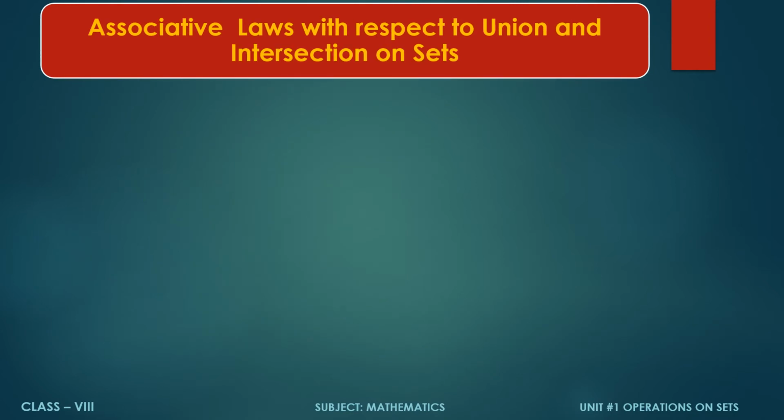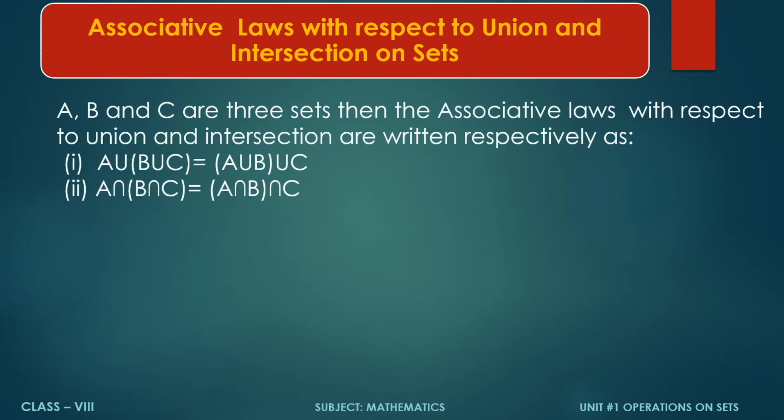Next we take associative laws with respect to union and intersection on sets. If we have A, B and C as three sets, then the associative law with respect to union is written as A union bracket B union C is equal to bracket A union B bracket union C. Similarly, there is the associative law with respect to intersection. You can see it.